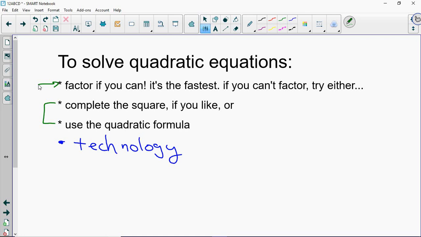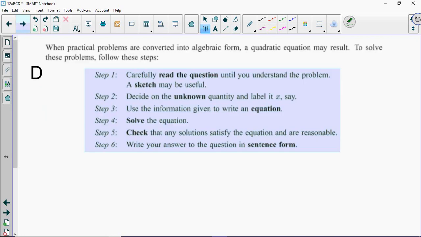Now, just to briefly discuss section D, which is all about word problems. I'm not going to do any examples from that because every single word problem is going to be different, and it's going to require that you read and that you think about it. But eventually you're going to get a quadratic equation out that you will solve using one of the techniques that we just discussed.